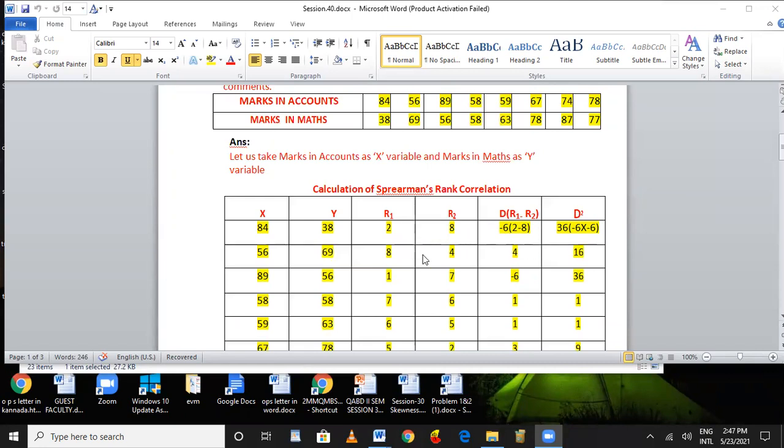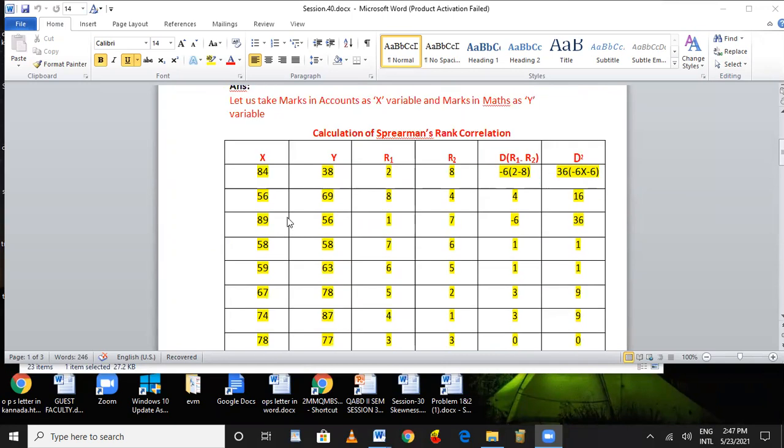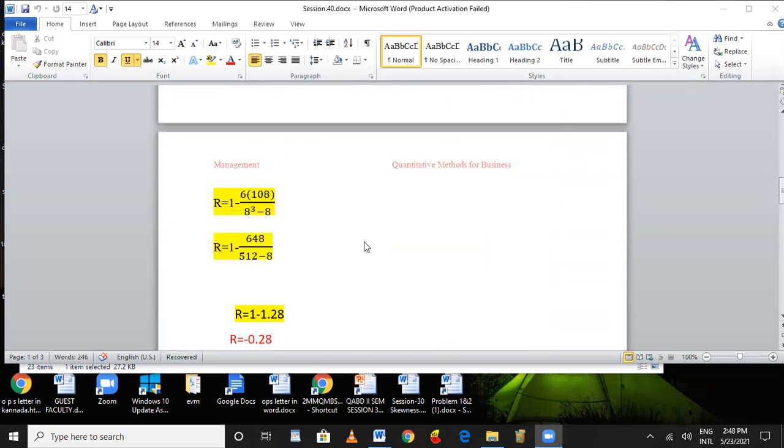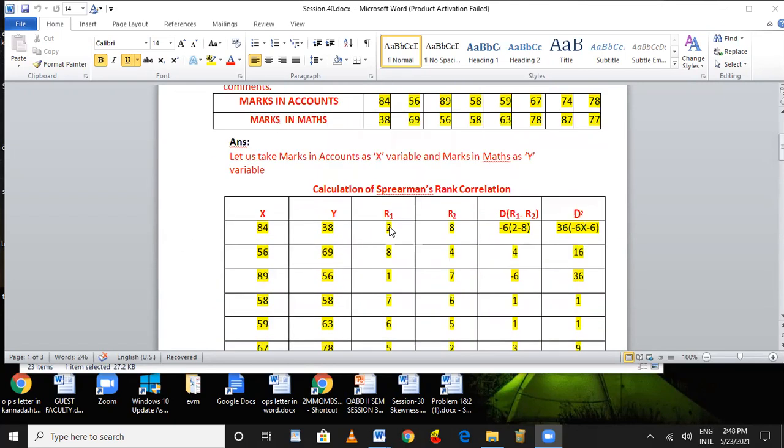For the difference we have to first assign the ranks. Here the ranks have not been given in the problem, so we have to assign the ranks. The highest here is 89, rank 1; 84, 2; 78, 3; 74, 4; 67, 5; 59, 6; 58, 7; 56, 8. Here 8 ranks have been given. Now 8 pairs have been given.